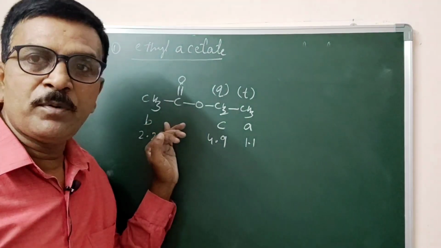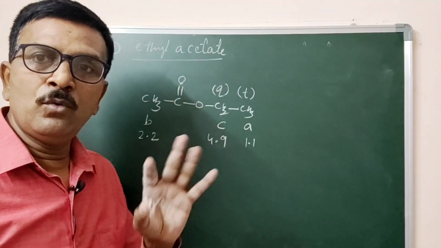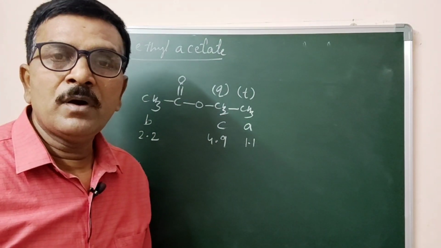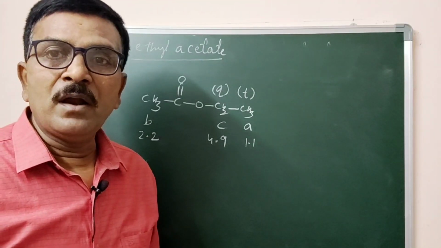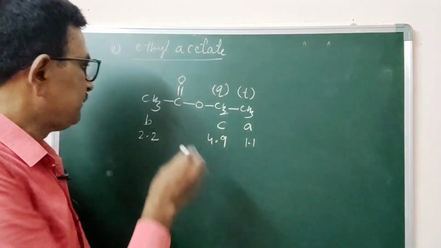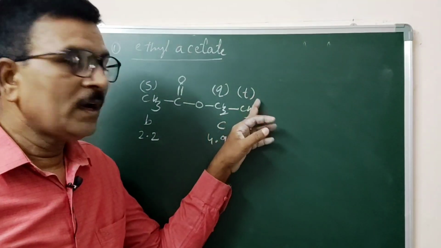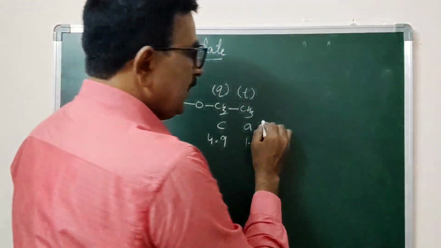Now coming to the B proton, the B proton has no adjacent protons. It is not involved in the coupling. When a nucleus is not involved in coupling, its signal appears as a singlet. One triplet, one quartet, and one singlet are observed for ethyl acetate.